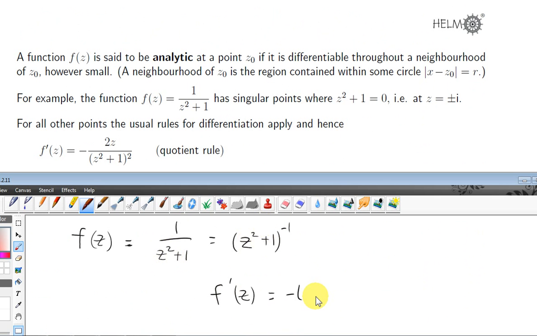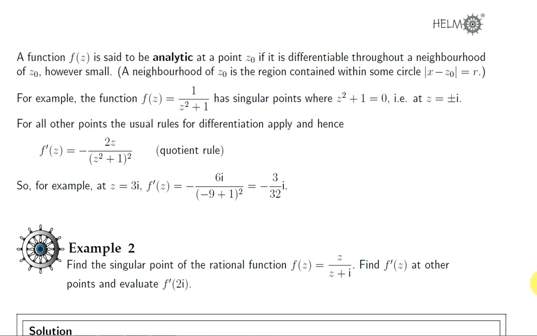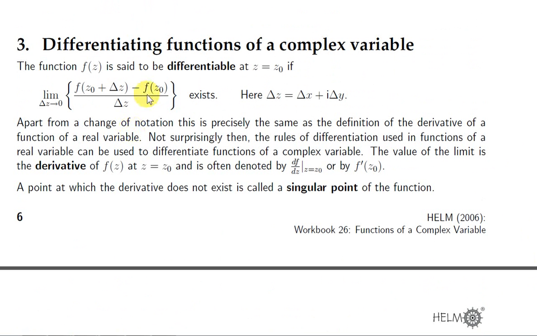So we take the minus 1 in front, subtract 1 from minus 1 to get minus 2, then multiply by the derivative of what's inside, which is 2z. And we can write this as minus 2z over z squared plus 1 squared. So that's using the quotient rule or the chain rule. Of course, we could go through first principles, but this thing would take a while to work out using first principles.